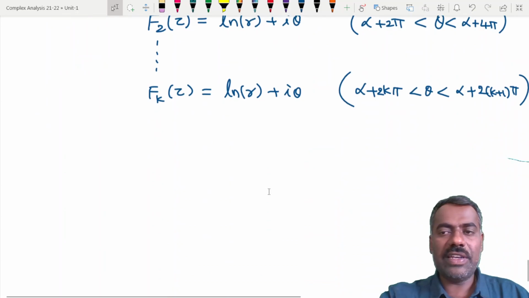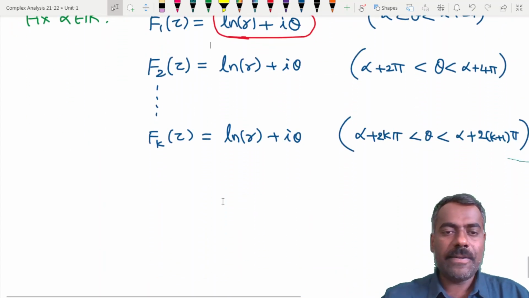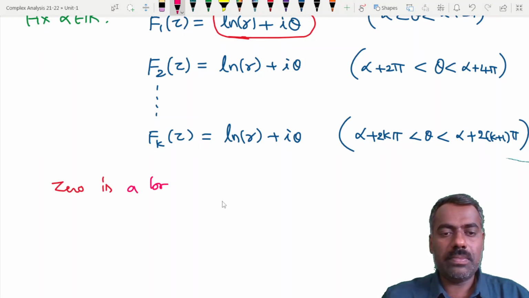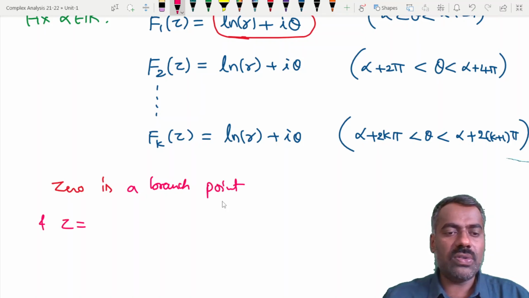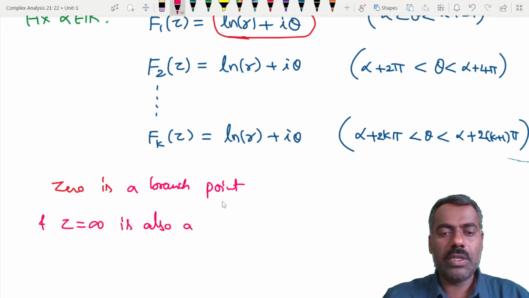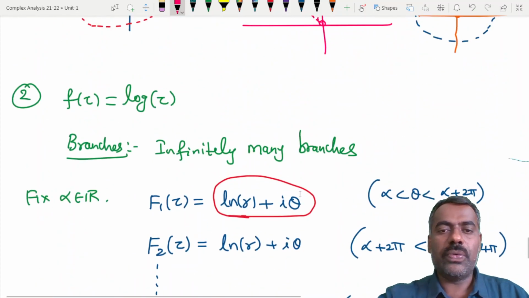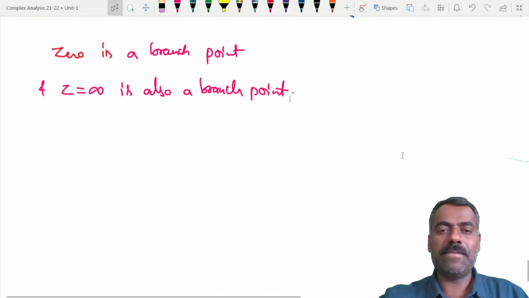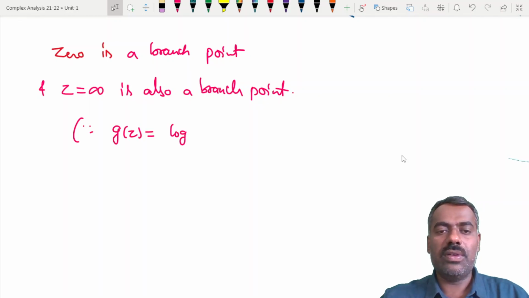So this has infinitely many branches, but what is a branch point here? 0 is a branch point, and you can also check that z is equal to infinity is also a branch point. Okay, how can we check that? Wherever z is there, you have to put 1 by z, right? Yes or no? What is the reason? If you call it a new function, which is log 1 upon z, then it is the same as minus log z.